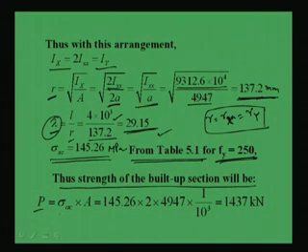Thus, we can find out the strength of the built up section, which will basically be P equal to sigma AC into A. Now, sigma AC we have calculated, that is 145.26 MPa, and area means 2 into the cross sectional area of the individual section, that is 4947. So, 2 into 4947. Now, this is coming in Newton. If we divide by 1000, we will get kilonewton. So, finally, we will get 1437 kilonewton, right.